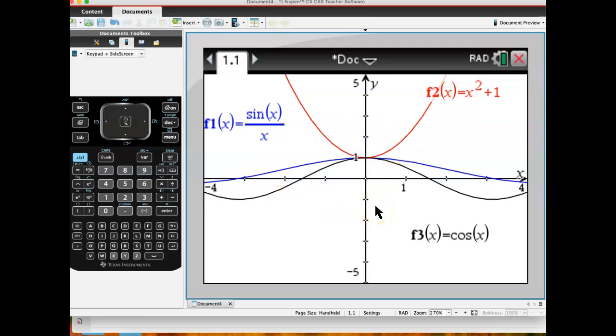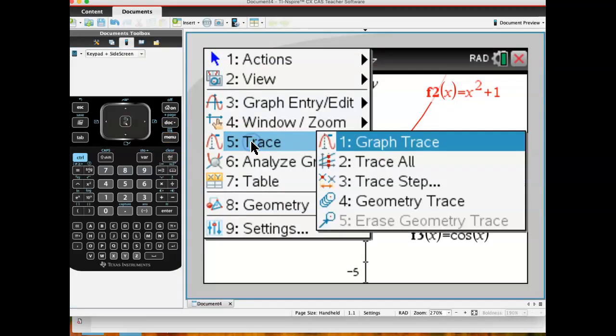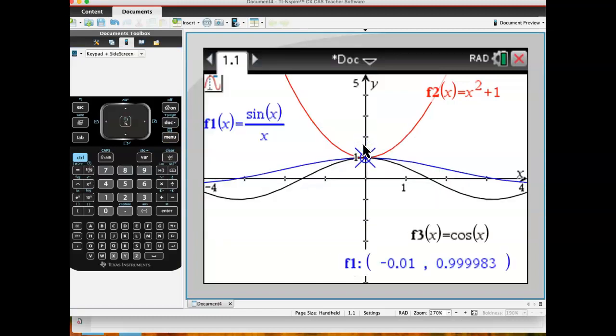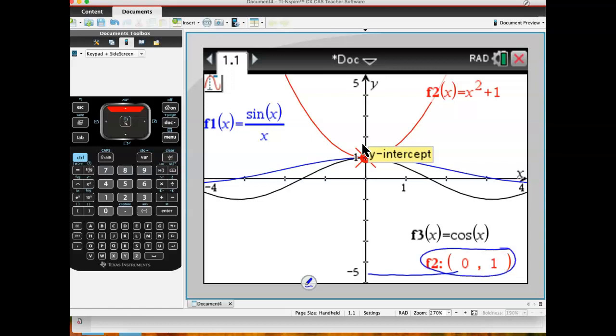Now, if I trace my graph with all 3 functions, I want to trace it at 0. I'm going to type in a 0 and enter it. At 0, it's undefined. That's my blue graph, my sine x over x, my 0 over 0. Now, as you're tracing, if I up arrow, see how it turns red? The red one goes through 0, 1. And if I use my down arrow, I can go down to the black one, which is also 0, 1.